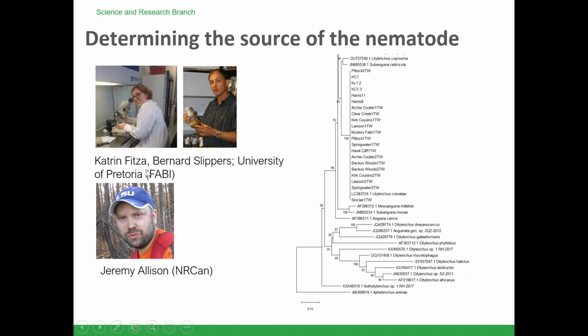So research. We had some questions: first off, is this an invasive species? How similar are all these populations to each other? If this was a native species, you'd expect there to be some small genetic differences in different populations. Working with Katrin Fitza from the University of Pretoria and her colleague Bernard Slippers, and Jeremy Allison from Natural Resources Canada, we found that the populations of nematodes in Ontario are all identical at the different gene regions that we looked at. They're also very similar to the nematodes from the United States, suggesting that we had a common source for this nematode.